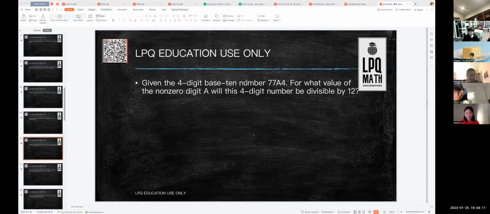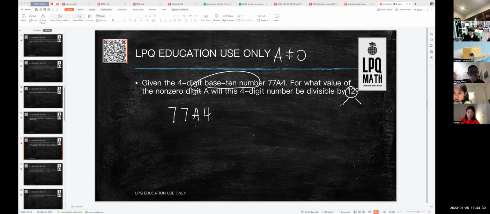Okay, so let's take a look at this one. So four-digit base 10 number, okay? 7A84, it's like a base 10, okay? So don't worry about it. What is the value of non-zero digit A? So A不能等于0，对不对? Will this four-digit number be divisible by 12, okay? 12可以分成什么? 3 and 4. Times 4, very good. Okay, everybody, please do.